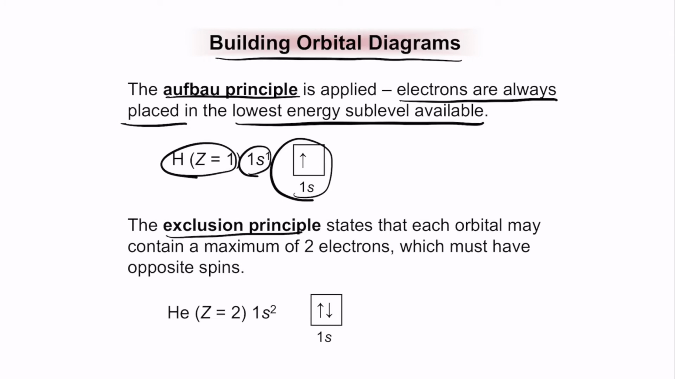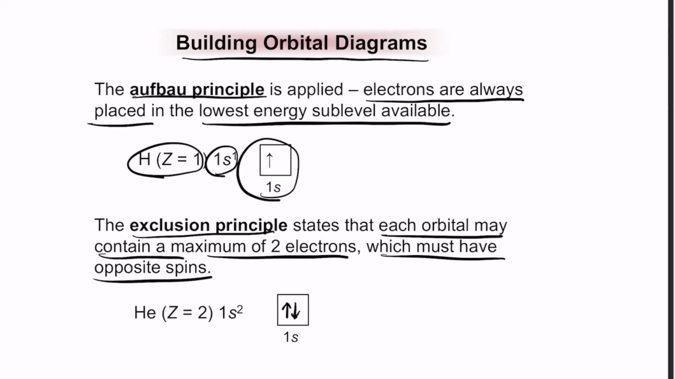Next, the next rule is the exclusion principle, Pauli's exclusion principle, which basically states that each orbital may contain a maximum of 2 electrons, which must have opposite spins. So if one electron is upwards, the other electron will be downwards.